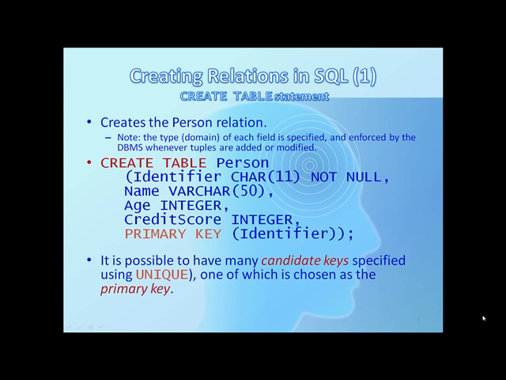Creating relations in SQL. Create table statement. Create table person with the next fields: identifier, char with length 11, not null; name, varchar with length 50; age, integer; credit score, integer; primary key, identifier. It is possible to have many candidate keys specified using unique, one of which is chosen as a primary key.